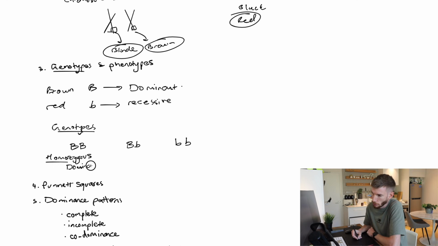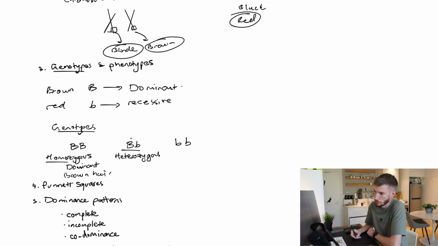And because both of those dominant alleles code for brown hair, this individual would have brown hair. Let me just write that correctly. Brown hair. Whereas this individual over here, this would be what's called a heterozygote. So heterozygote, and hetero meaning different. So heterozygous.